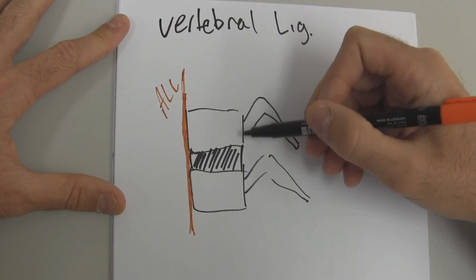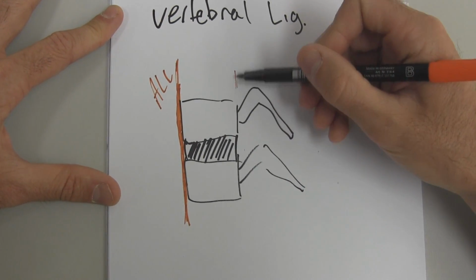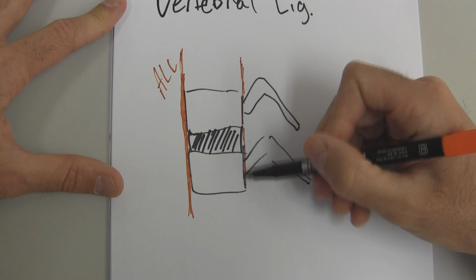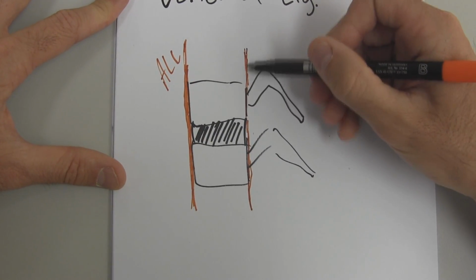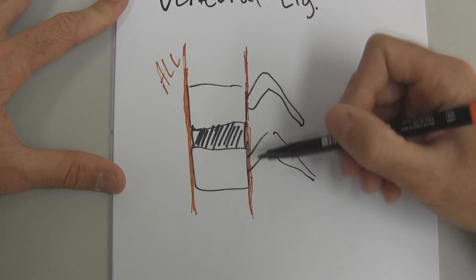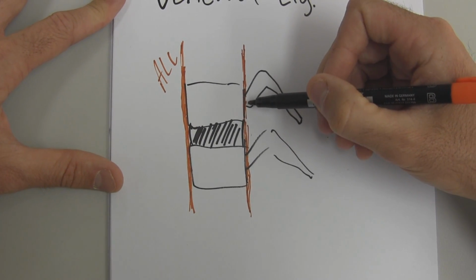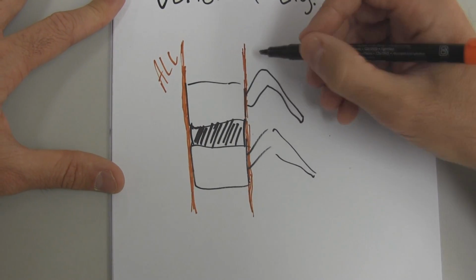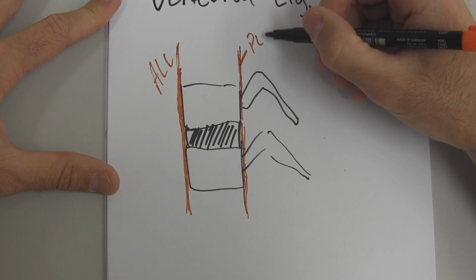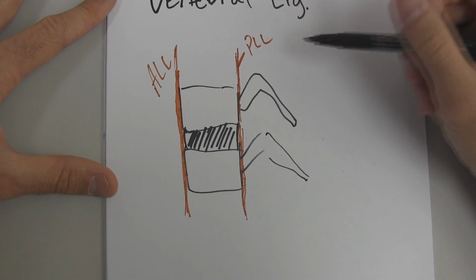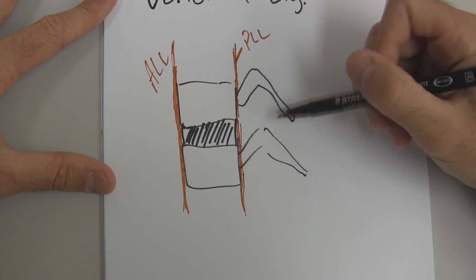Now, we've got another ligament called the posterior longitudinal ligament. So posterior longitudinal ligament, a similar concept to the anterior longitudinal ligament, runs down the posterior wall of the body of the vertebrae. So this is the posterior longitudinal ligament. Now, the other ones are harder to draw.